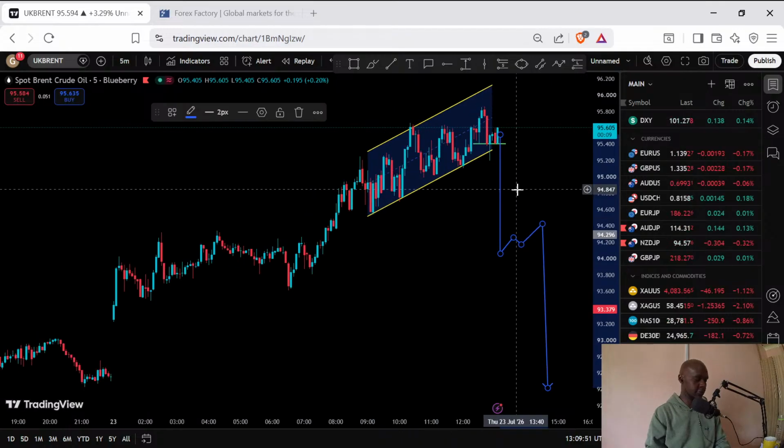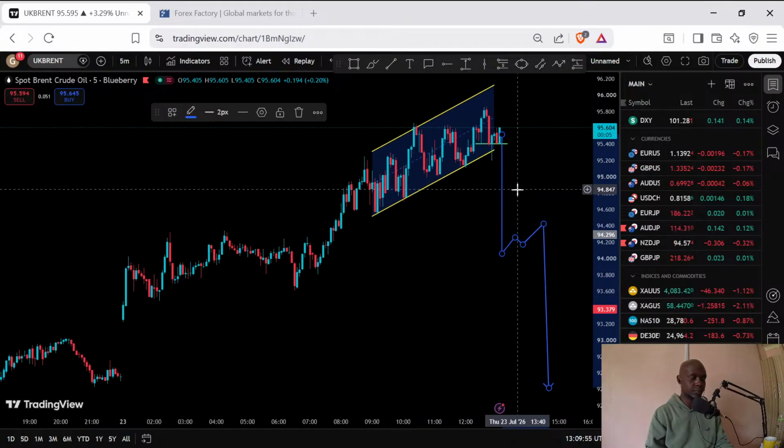What pairs do you guys have on watch? And what bias do you have for the day or for the session? And have you been able to take any trades today or even this week?